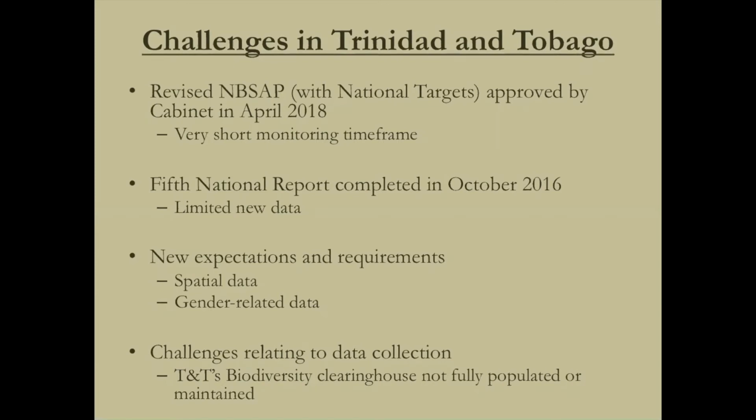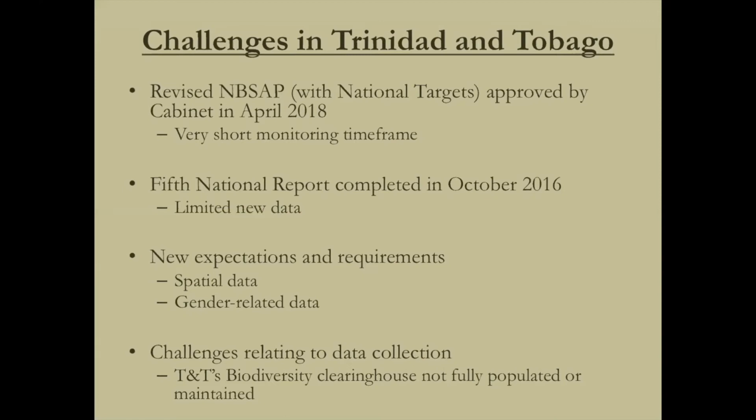Our revised National Biodiversity Strategy and Action Plan, which includes our national targets, was only approved by our cabinet in April of 2018, and that gave us a very short monitoring time frame in order to prepare our 6th National Report. As well, the 5th National Report, which was a very comprehensive report, was completed in October of 2016, and we had very limited new data to work with for the 6th National Report.